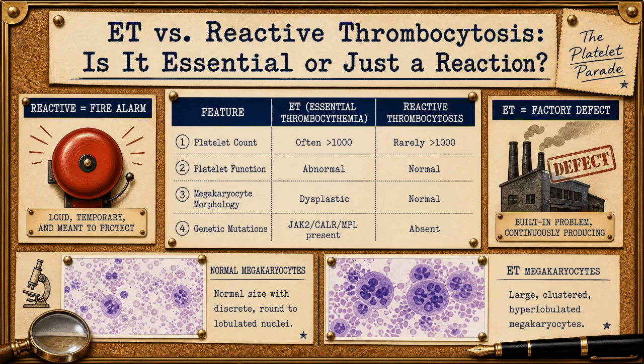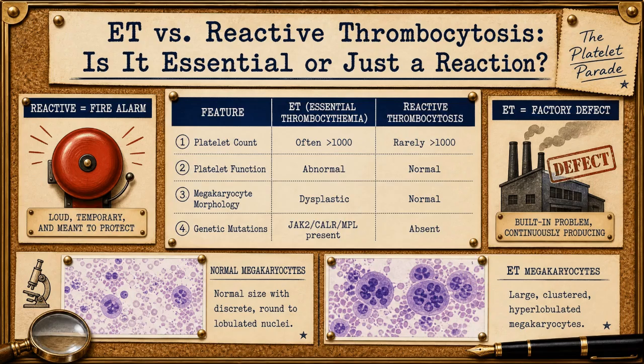So, how do we differentiate between the two? Let's look at the key features, and again, a comparison table is your best friend here. While both can have high platelet counts, in ET, the counts are often much higher and persistently elevated, frequently exceeding 1,000 times 10 to the power of 9 per L. In reactive thrombocytosis, while elevated, the counts rarely reach such extreme levels and tend to normalize once the underlying cause is treated.